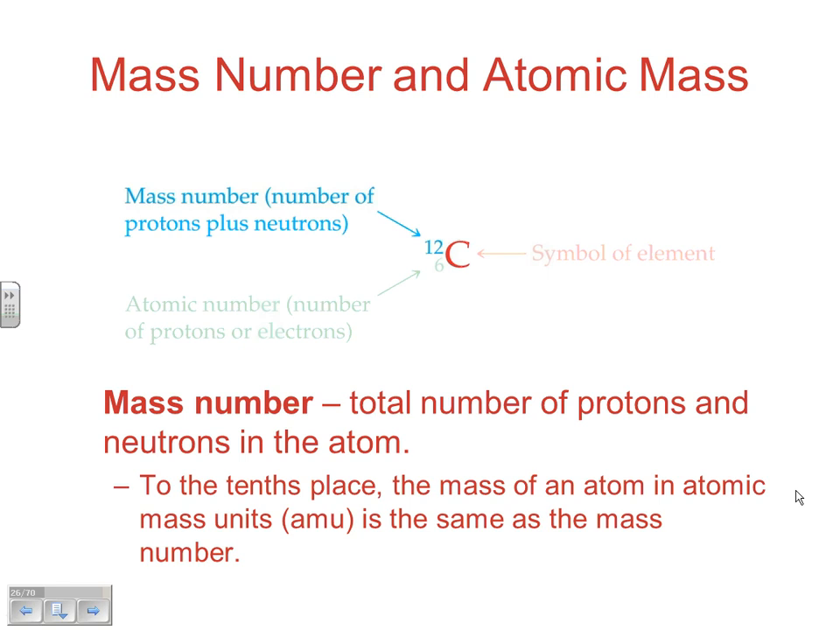To the tenths place, the mass of an atom is the atomic mass in atomic mass units. So if you know the mass number of a substance, to tenths you basically know the atomic mass of the atom. Remember, electrons, even if there are quite a few of them, aren't really contributing much to the overall mass, at least to the tenths place. So mass number is how we describe a specific kind of carbon. We use mass number when talking about isotopes.